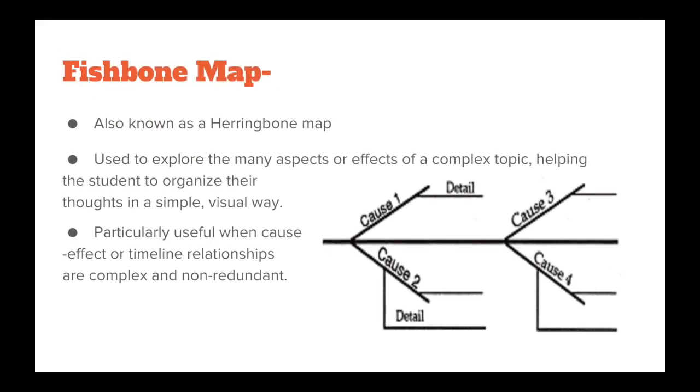Fishbone maps, also known as herringbone maps, can be used to explore the many aspects or effects of a single complex topic, helping the students to organize their thoughts in a simple and visual way. They're particularly useful when cause and effect or timeline relationships are complex and non-redundant.